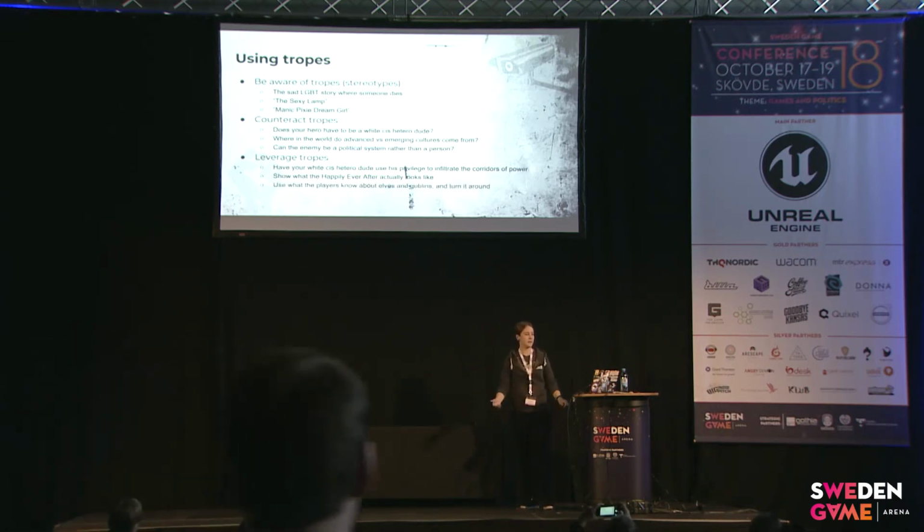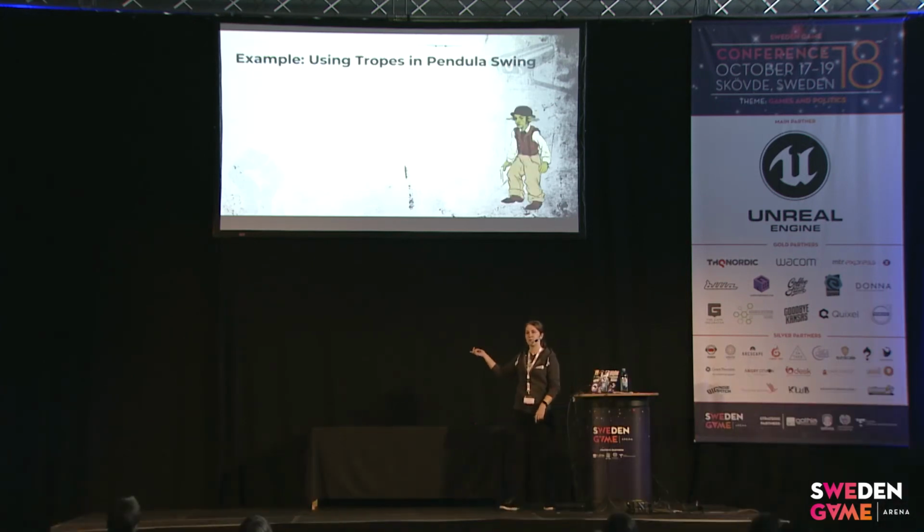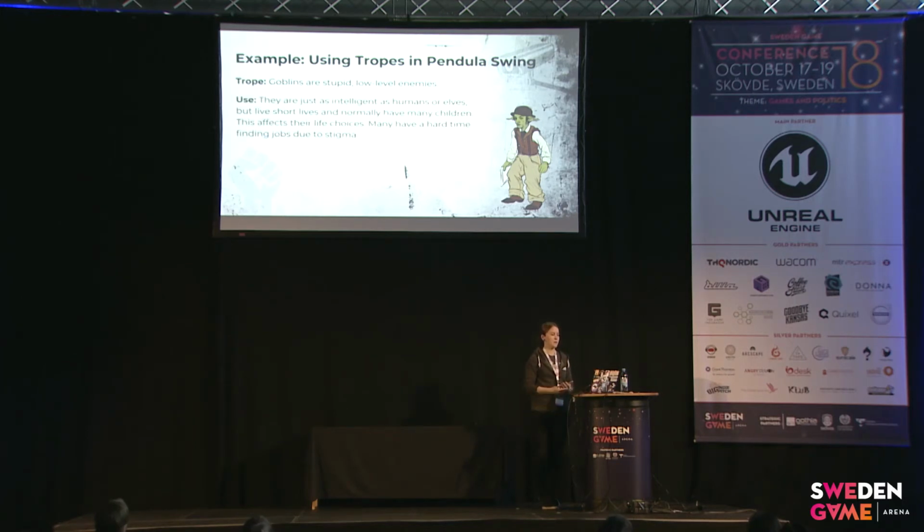Or in our case, for example, goblins. Most of us know what a goblin is. It's kind of a trope. It's a character type that's commonly used in fantasy. That's one of the tropes that we started with. They're low-level, stupid enemies. But are they, though? In our world, they are just as intelligent as humans or elves, but they have a shorter lifespan, which just makes their culture different. And for a long time, they have been at war with humans and elves and so on. But now they aren't anymore.